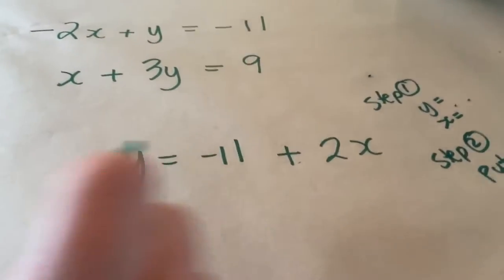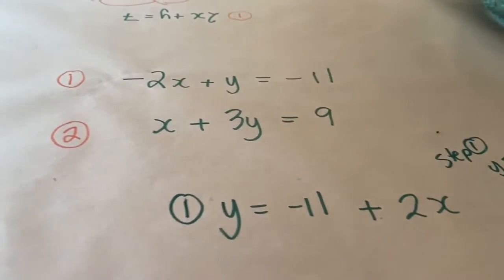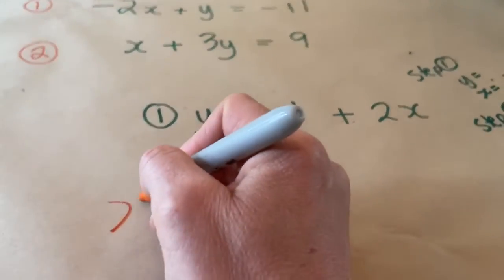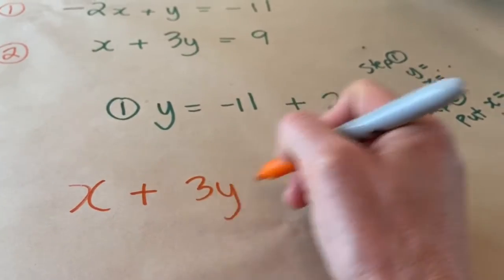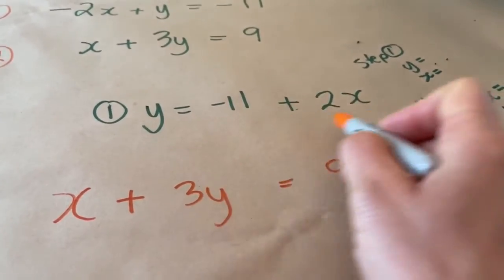So what I've done here is I used equation number 1. I want to take this equation number 1 and put it into equation number 2. So I'm going to write down equation number 2. x plus 3y is equal to 9. And we know that this y right here is the same thing as this.